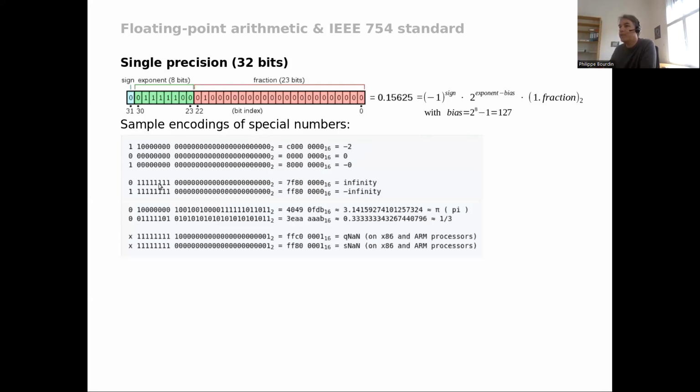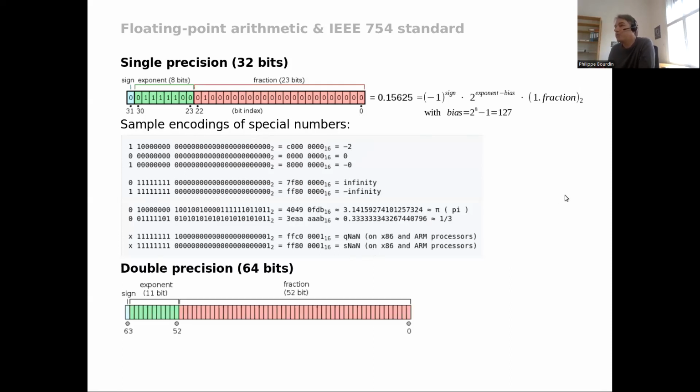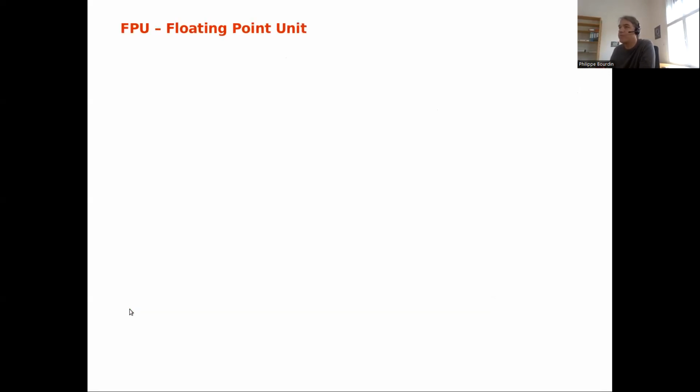There are some special numbers like infinity. They have reserved bit patterns. And double precision is, of course, the same, but with more bits. Like, for example, the exponent is longer and the fraction is longer. The sign is, of course, always 1 bit.